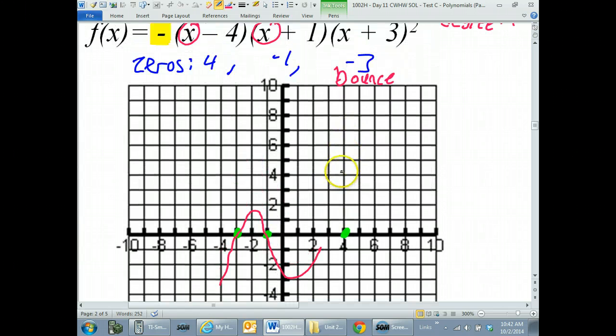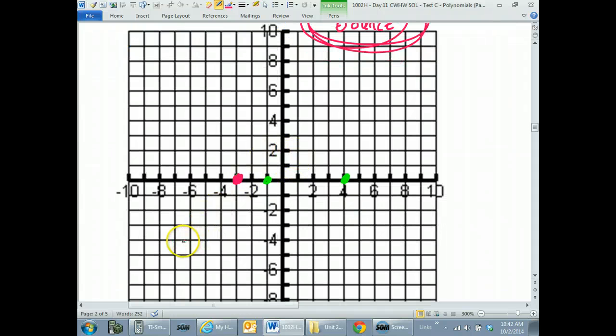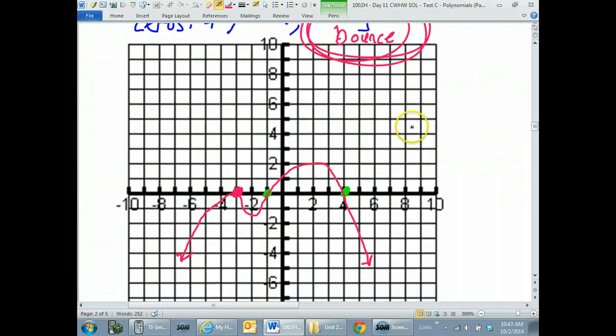Oh, I hit the bounce early, let's pretend that didn't happen. -3 is the bounce. This is my bounce. Let me try that again. So it's going to make this upside down W, so it should be a bounce, and then through, and then through. That's the basic idea. And I'm just going to accept that as good enough.